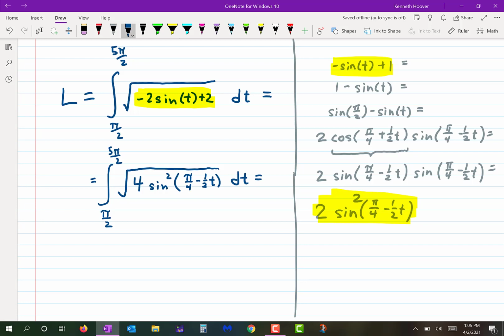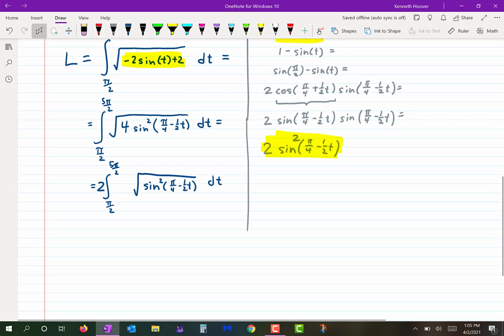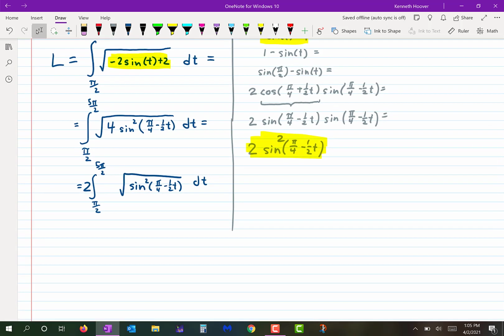Okay. Now, of course, that 4 can come out. Square root of 4 is 2. And I can even take that and put it out here instead. Okay, now I have the square root of sine squared. What's that equal?